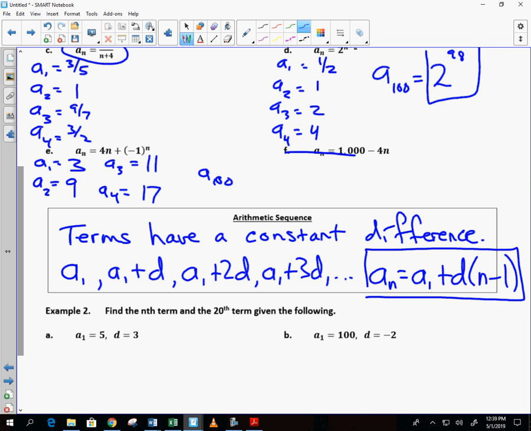So that means that the 100th term would be 4 times 100 or 400. And would it be plus 1 or minus 1? Plus 1, so 401.